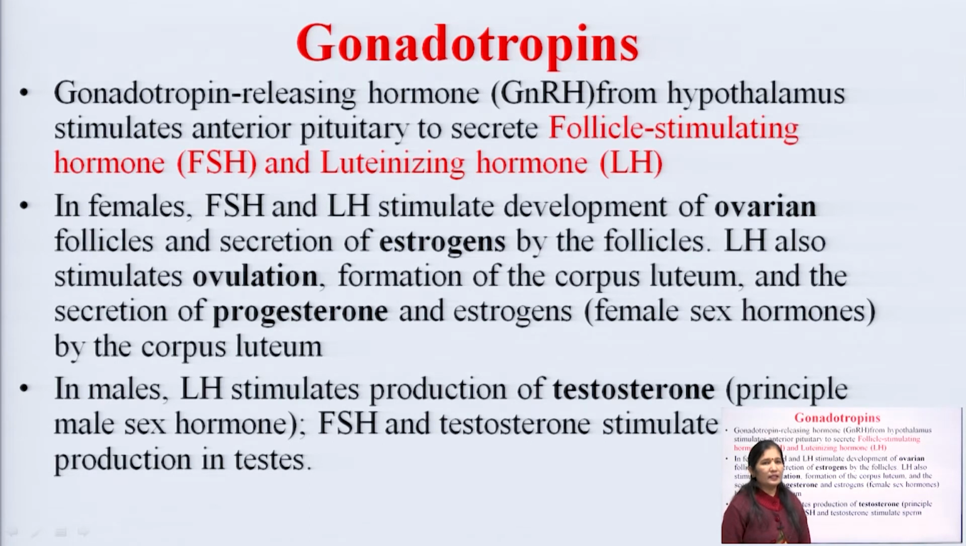Gonadotropins are FSH and LH. Their main target gland is the ovaries. There in females, they cause the development of the ovarian follicles and secretion of estrogen. LH also stimulates ovulation, formation of the corpus luteum, and secretion of progesterone and estrogen, and thus it helps in maintaining pregnancy. In males, LH stimulates production of testosterone, which is the principal male sex hormone. FSH and testosterone stimulate sperm production in the testes in males.